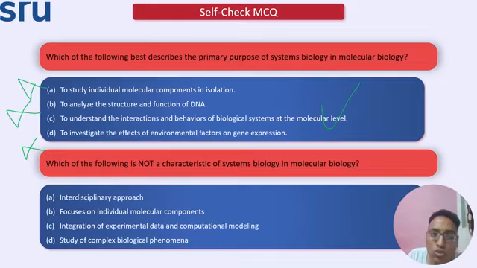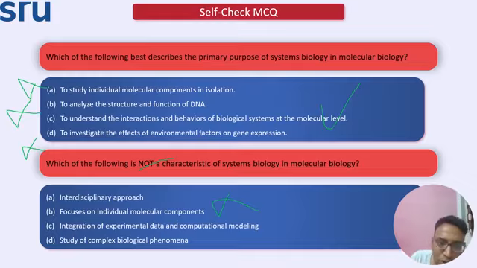Now answer the second question. Which of the following is not a characteristic of systems biology in molecular biology? It is an interdisciplinary approach. It is indeed a characteristic. Focuses on individual molecular components. Is it focusing on individual molecular components? It is not at all focusing on that. It is focusing on the complete group of elements together.